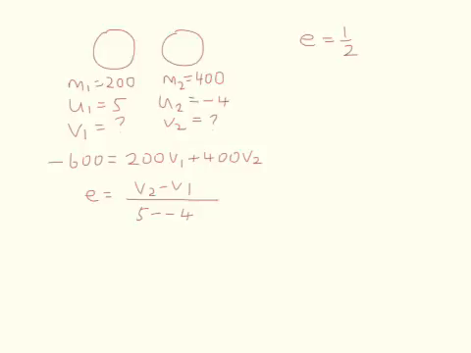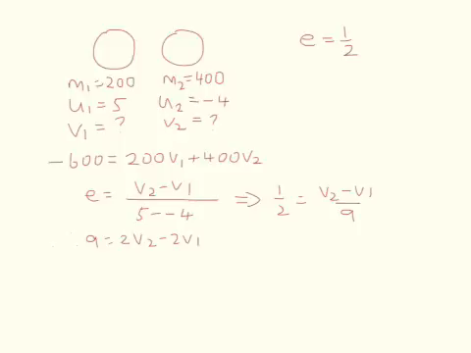So thinking about that, 5 minus minus 4 is 9. So this is coming in this direction with 5. This is coming this direction, minus 4. So the speed of approach is 9. So this means that a half is V2 minus V1 over 9. So rearranging that equation, we get 9 equals 2V2 minus 2V1.